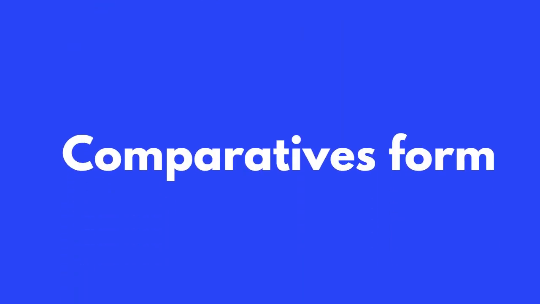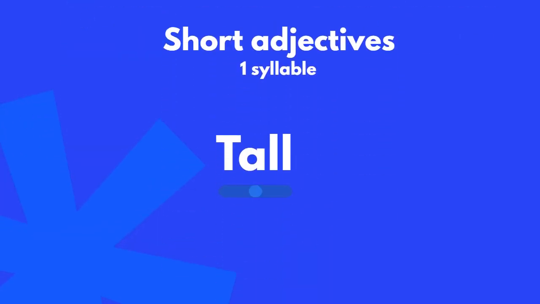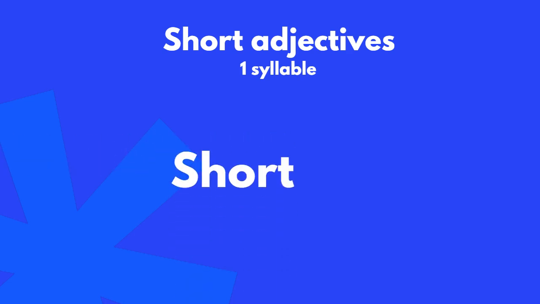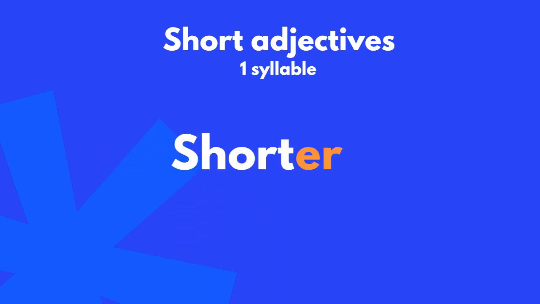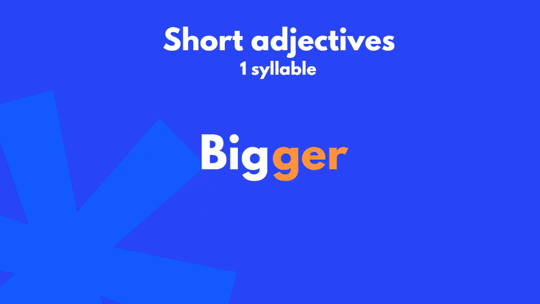Now let's see the rules to form comparatives. For short adjectives with one syllable, we add er at the end of the adjective. Like in this example, tall becomes taller. Short becomes shorter. Big becomes bigger, with two g.